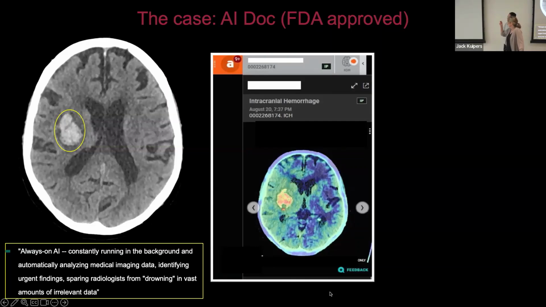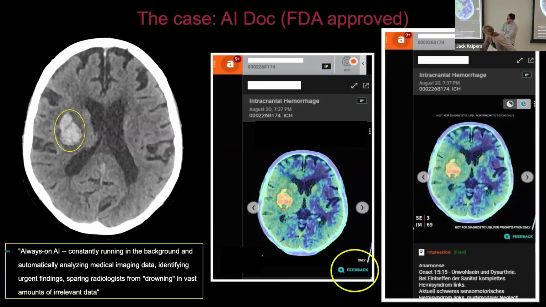And then over time, they added things like up at the top where it says IP, that means it's an inpatient. And over time, this disclaimer came that it's not for diagnostic use, for prioritization only. Then they added the final report on there so you could see it if you were coming at it later. And they also allowed you to toggle back and forth between the heat map and the regular black and white CT images.